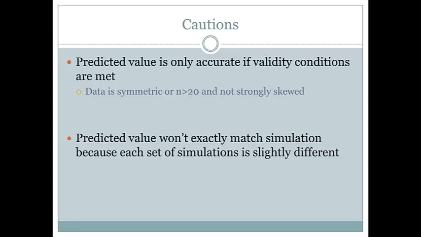Secondly, as we mentioned a moment ago, the predicted value won't match exactly what you get when you simulate because each set of simulations is a little bit different.